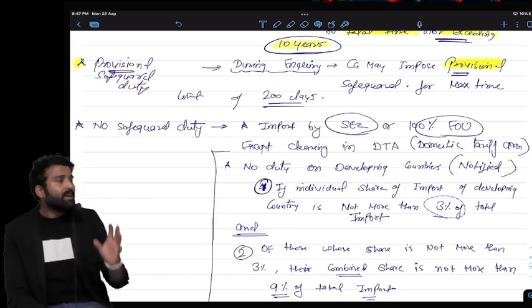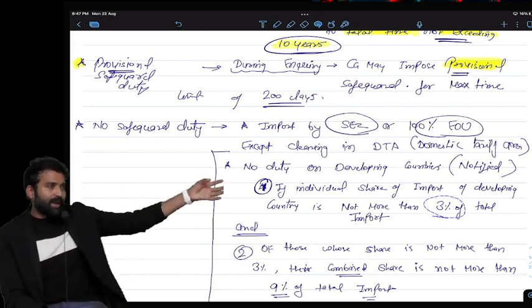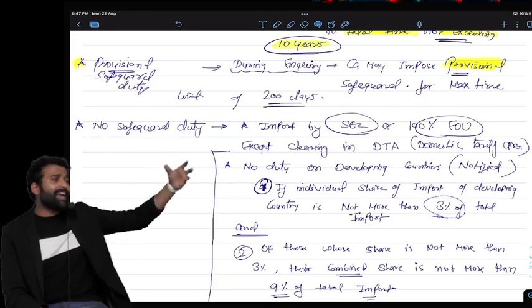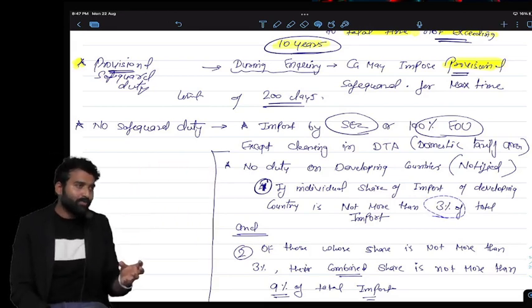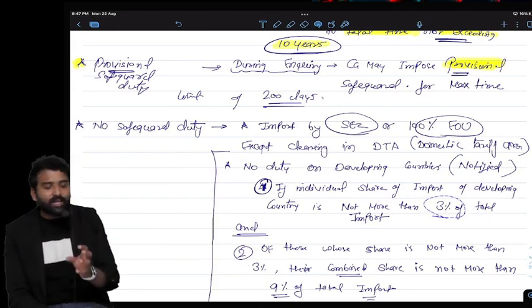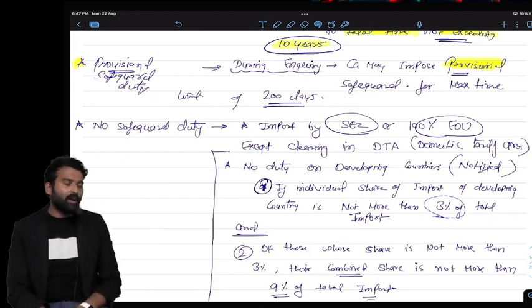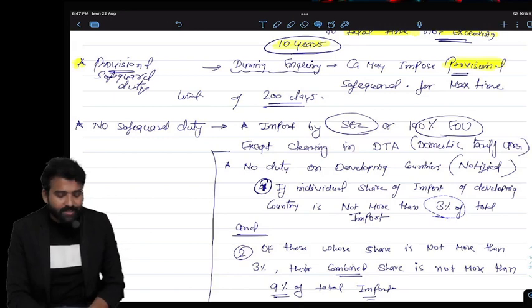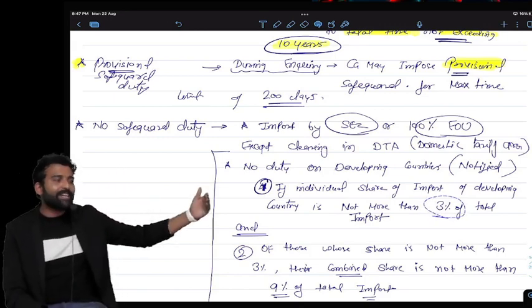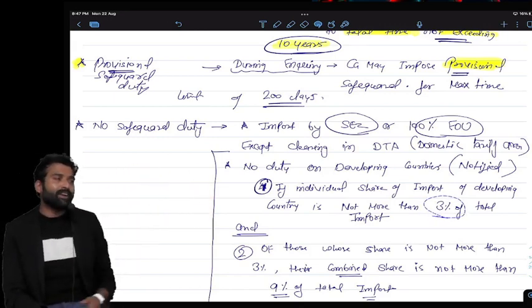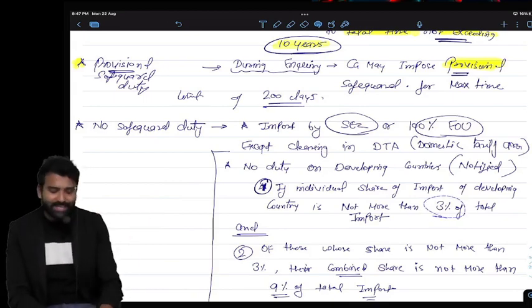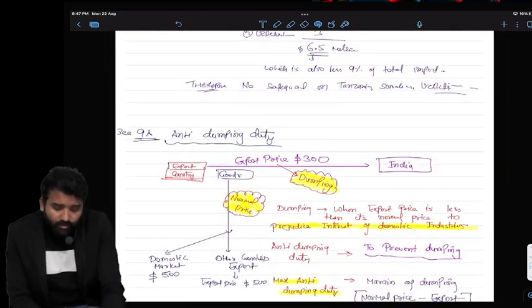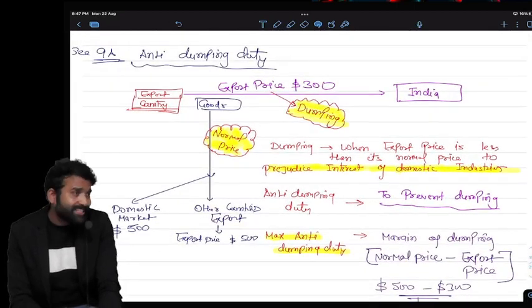And second, if the import is done by developing countries, we are importing from developing countries, their share of import is very low, so they are not actually threatening the interest of our domestic industry. So we will not be imposing any safeguard duty on those developing countries whose share of import is less than 3%. Very nice.